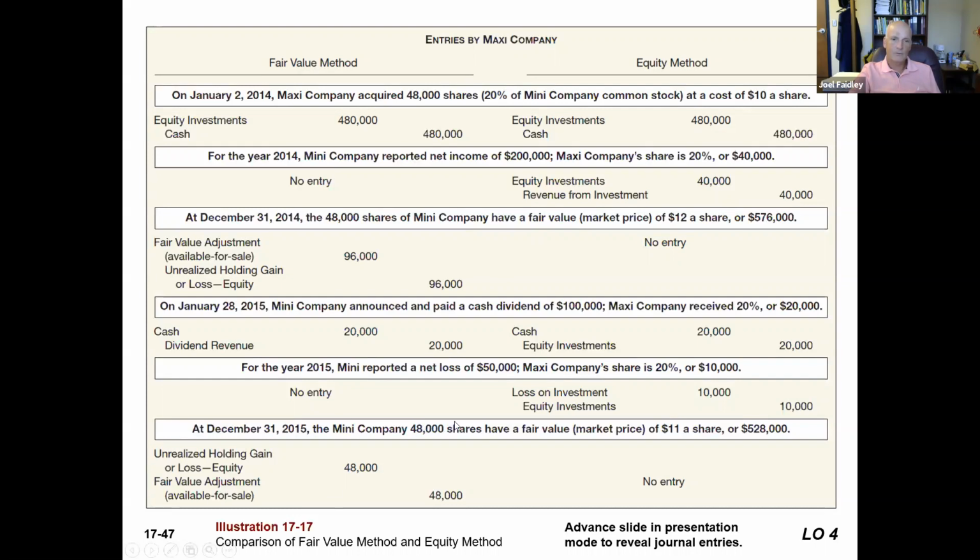If you look on the left side, the 48,000 shares at a market value of 528. Well, up here, that 96 had increased that 480,000 up to 576, hadn't it? So 576 to 528, what is that? $48,000. 576 minus 528. There's your 48,000 that we have to what? Record as a loss, because we have a $96,000 gain that went out there to my equity, OCI, which is really income statement now. So we got to reduce that in half. And of course, you don't care about fair value under the equity method.